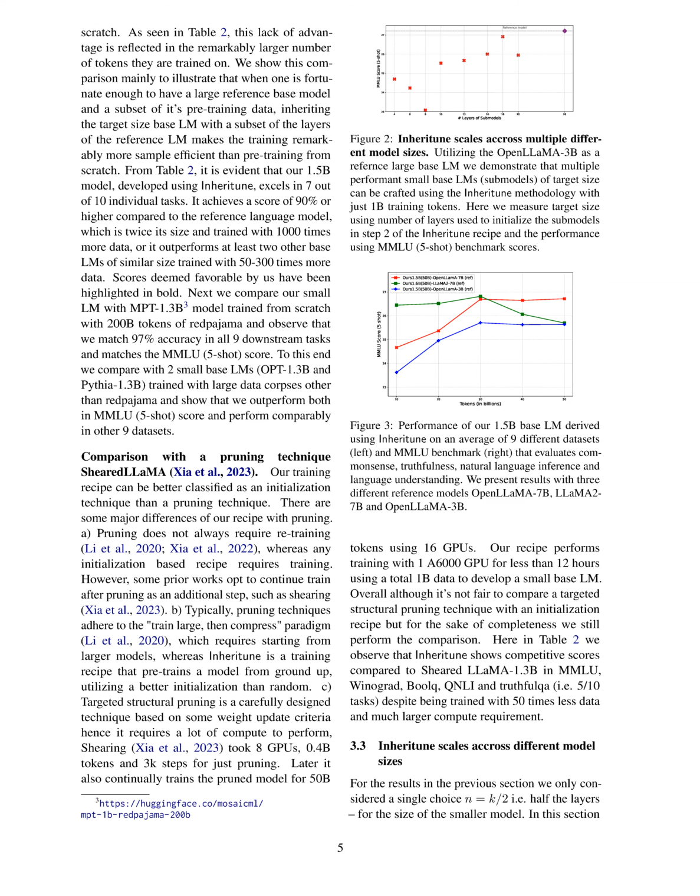The small base LM derived with Inheritune excelled in 7 out of 10 individual tasks, achieving a score of 90% or higher compared to the reference language model, which was twice its size and trained with 1,000 times more data. Furthermore, when compared to a model trained from scratch with 200B tokens, the Inheritune model matched 97% accuracy in all 9 downstream tasks and matched the MMLU 5-shot score.